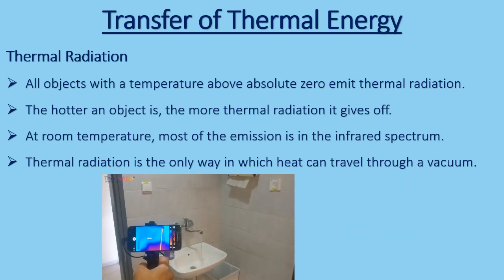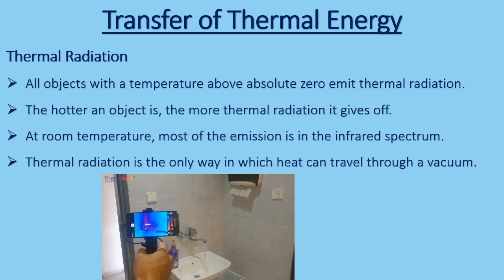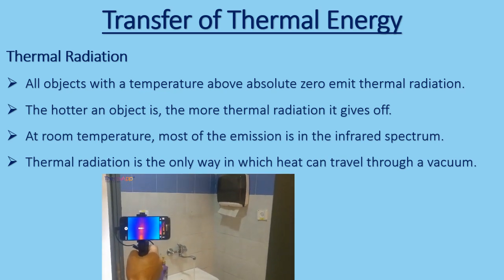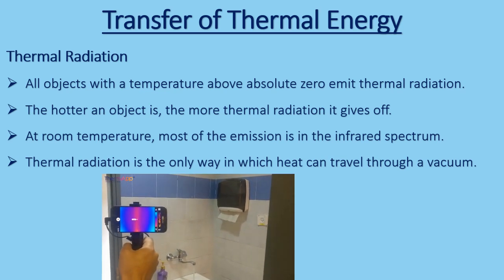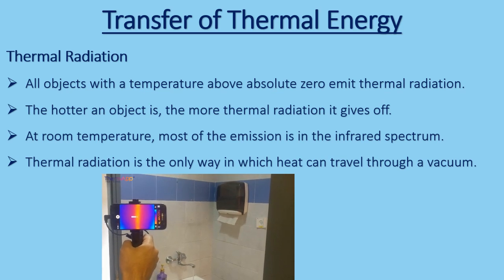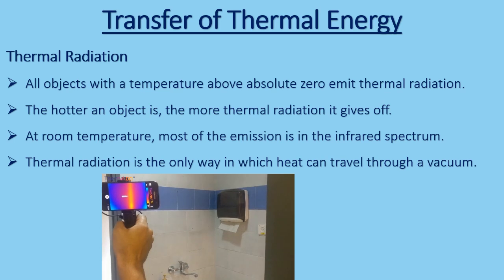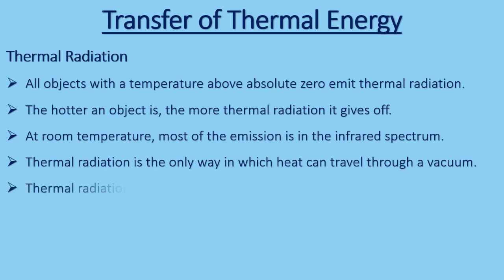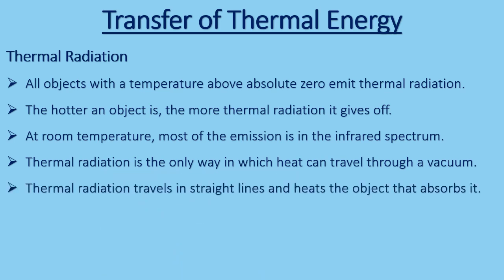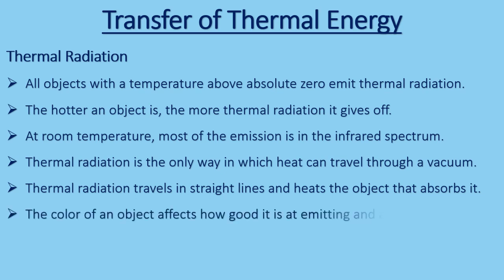In fact, as an application for the ability of thermal radiation to penetrate through objects, it's common practice for water pipe workers to use heat-sensitive cameras to inspect pipes behind walls before starting to work. Thermal radiation travels in straight lines and heats the object that absorbs it. The color of an object affects how good it is at emitting and absorbing thermal radiation.